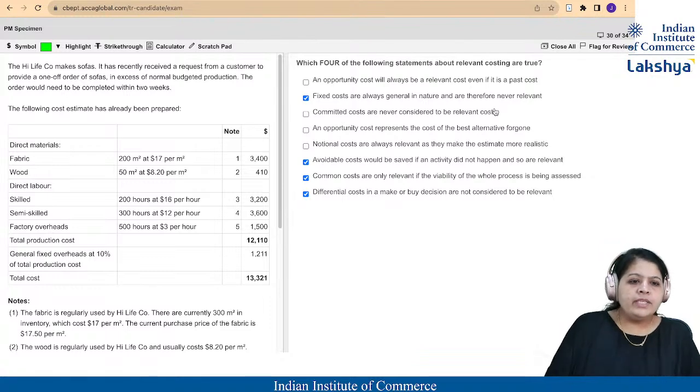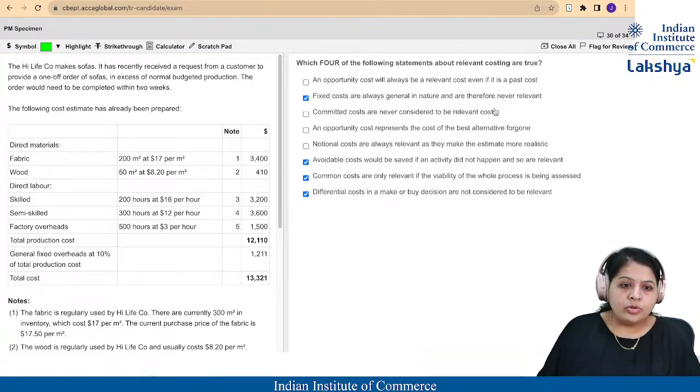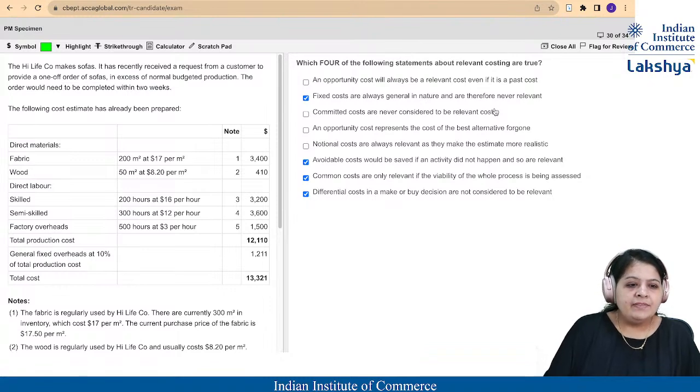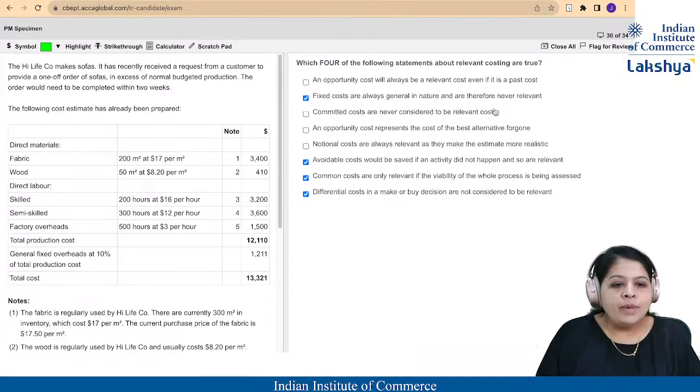Which four of the following statements about relevant costing are true? So I've already mentioned them. Fixed costs are always general in nature and therefore they are never relevant. Avoidable costs should be saved if any activity did not happen and so are relevant. Common costs are only relevant if the viability of the whole process is being assessed, and differential cost in make or buy decisions are not considered to be relevant.